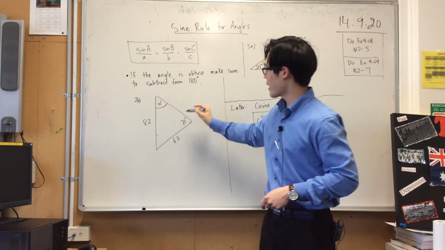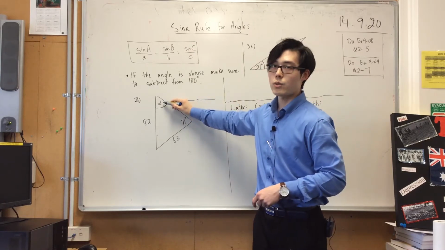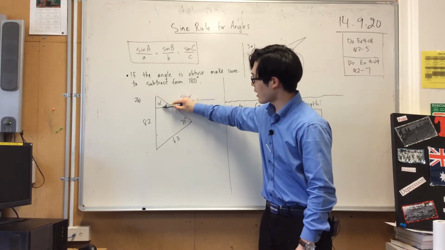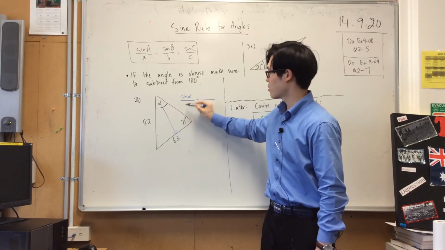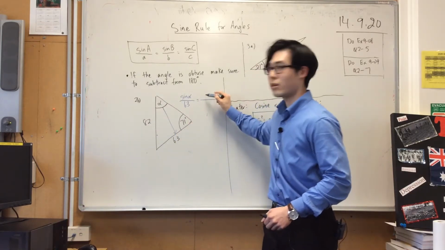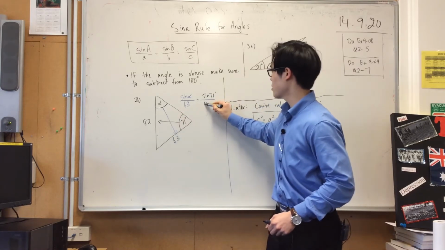So to find that angle, girls, it's the same setup. Draw two fractions. That's the unknown angle we're looking for. So write sine alpha. Now the length that's opposite to that is 63, so write that at the bottom. And write the other angle, 71, on the other side. So sine 71, and that's opposite to 82.